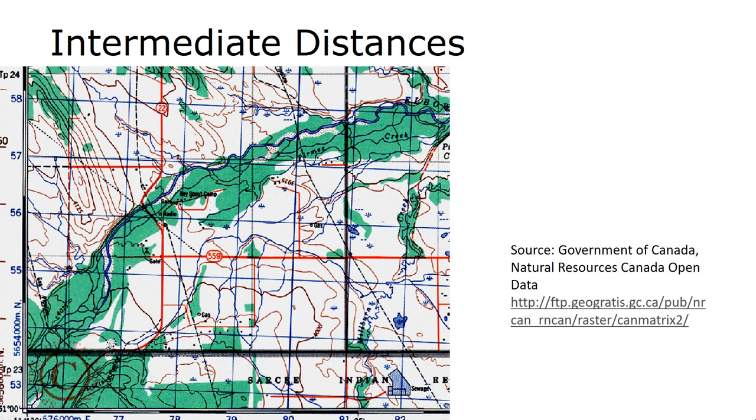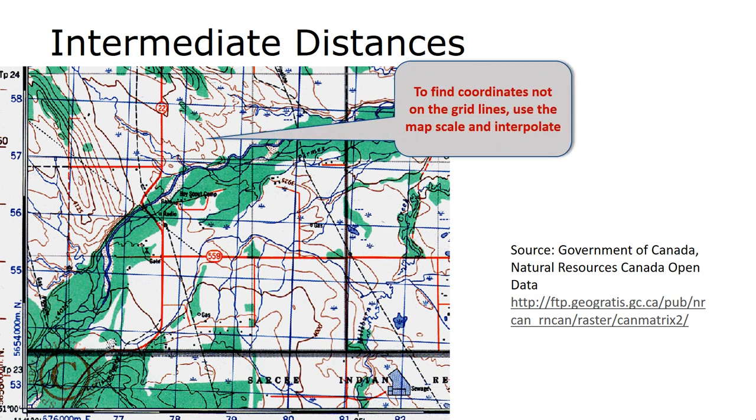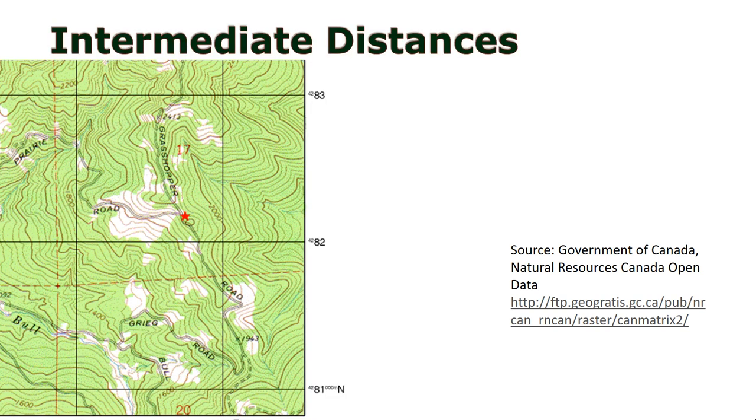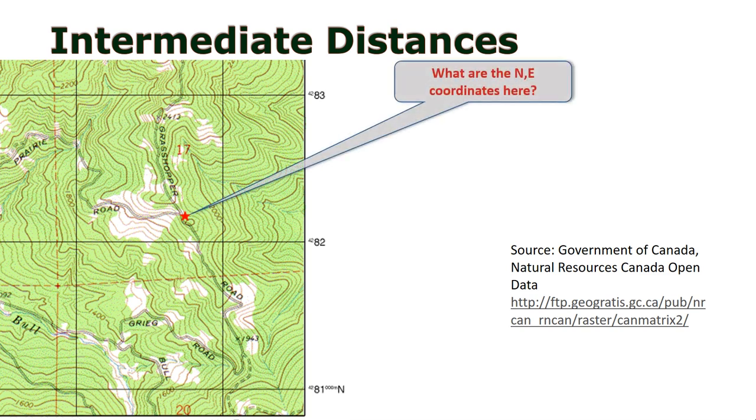Now what happens if we have coordinates in the middle of somewhere, like in here? What we have to do is use a map scale and interpolate. Like I said, these scales are never going to go away on you. So we need to find, for example, this spot here, where these two roads come together at this intersection and where that red star is. What are the northings and eastings coordinates there?